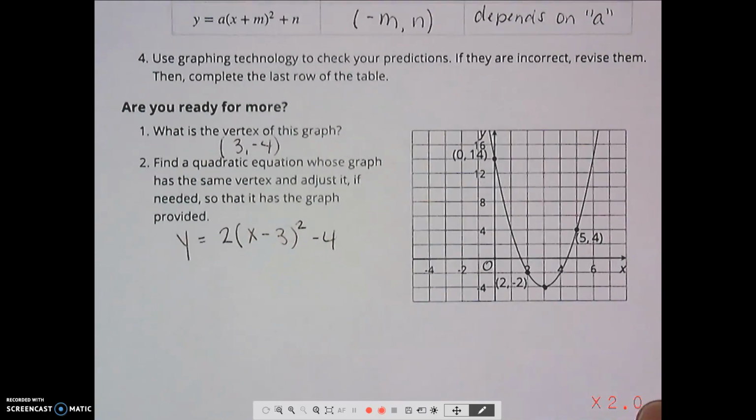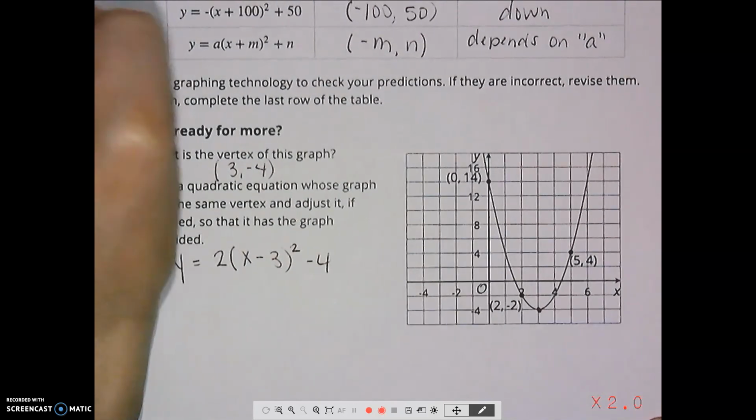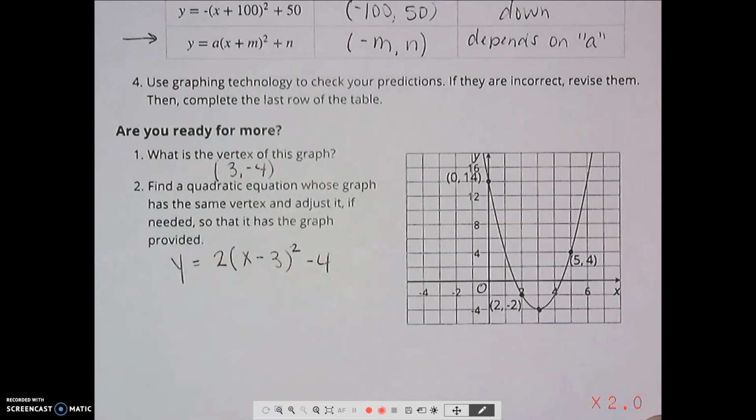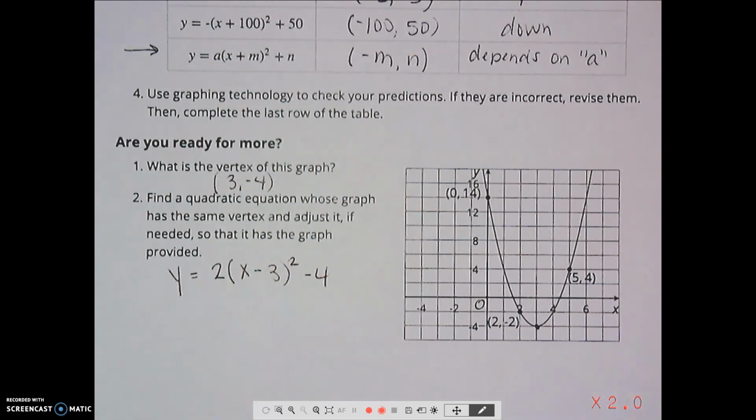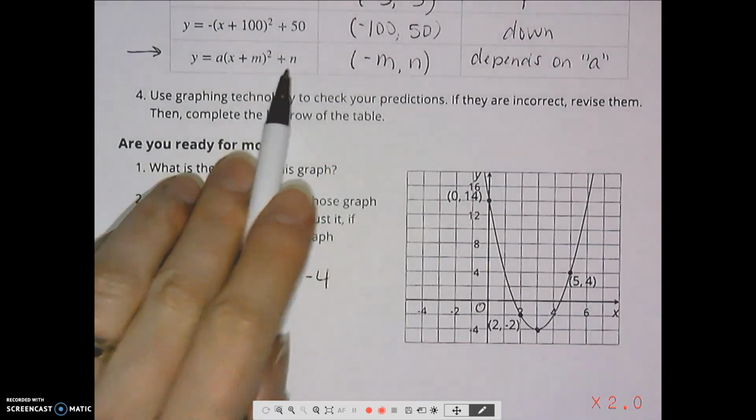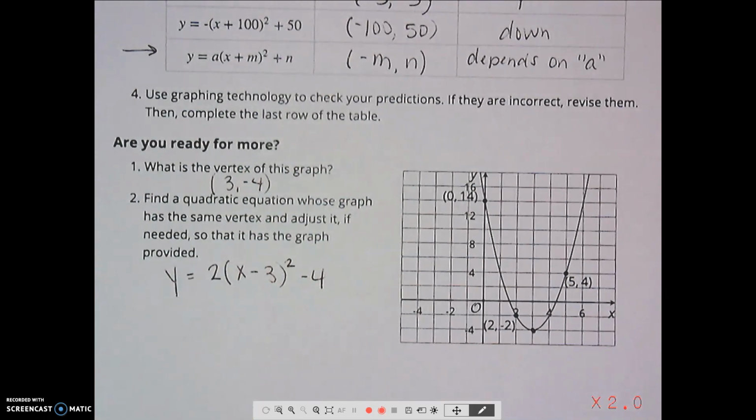So that's it. So this is the big piece right here. If the number is being inside, then you need to switch it to be the opposite for the x coordinate, and the number added or subtracted on is going to be the y coordinate of your vertex. And that's it.